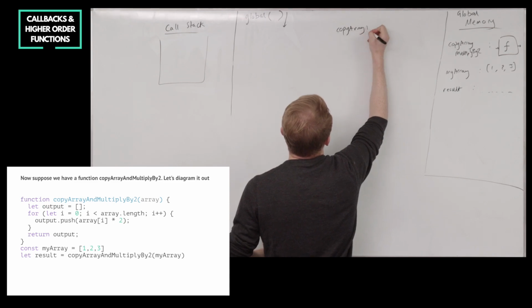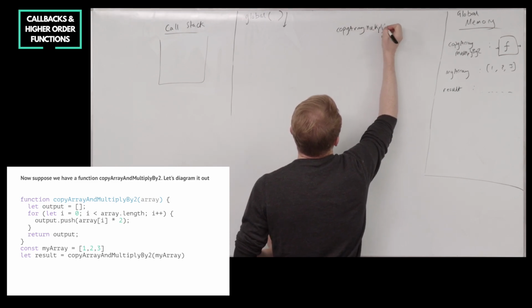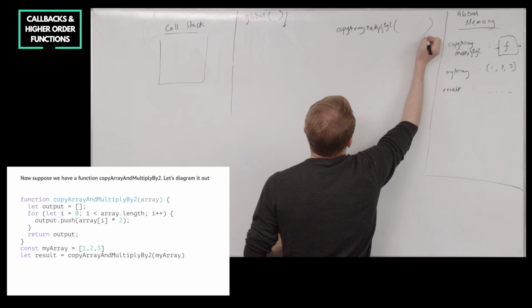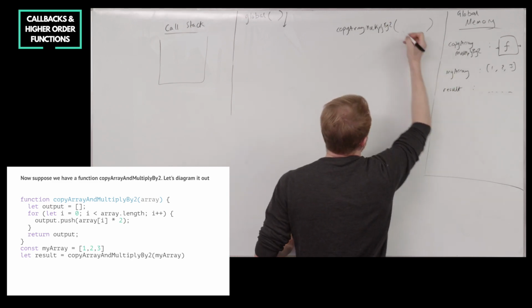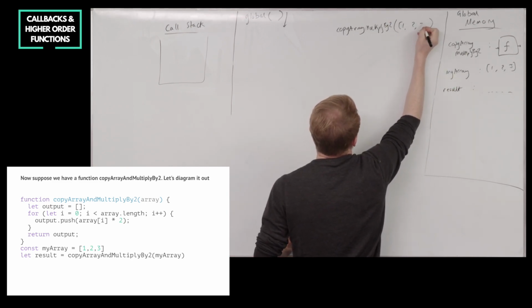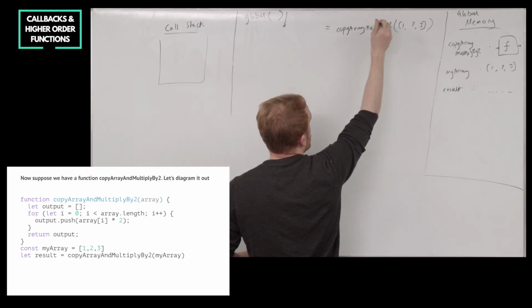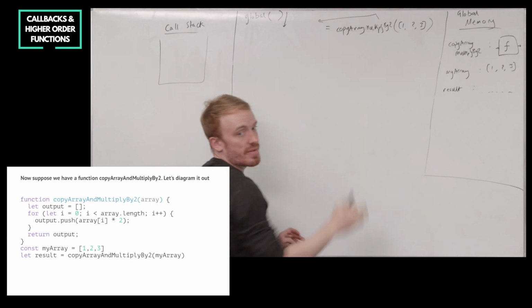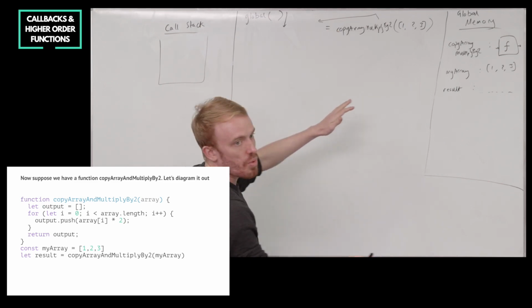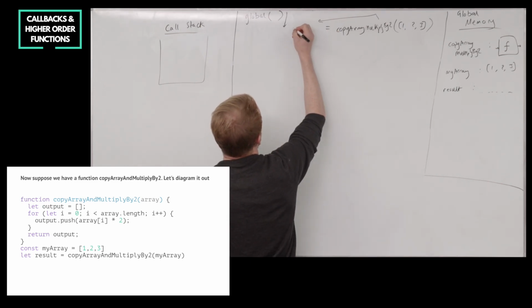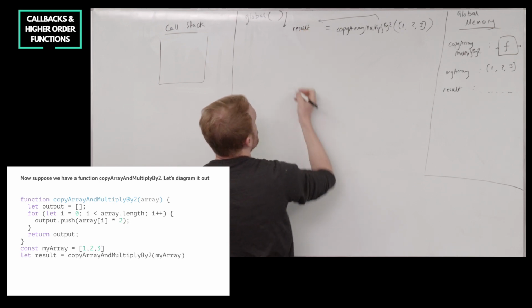So keep me going, Philip. So I'm going to run copy array and multiply by 2, pass in myArray, which is the array 1, 2, 3. Yep, perfect. I'm just going to write it indirectly. And I know the return value, whatever gets returned from this function call, is going to be stored in what, Philip? Result. In result. Perfect.